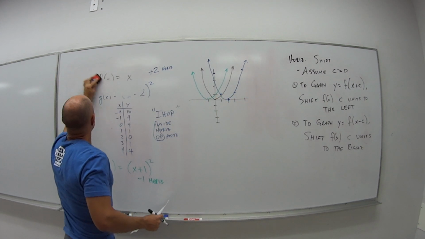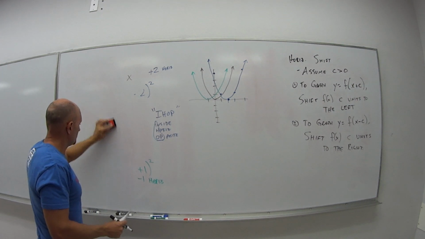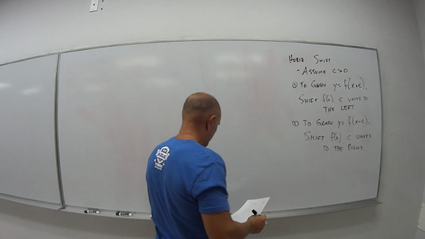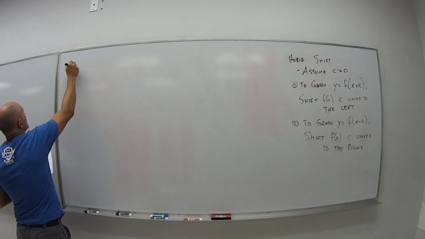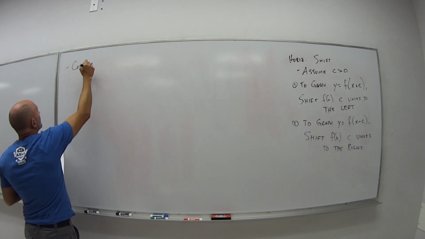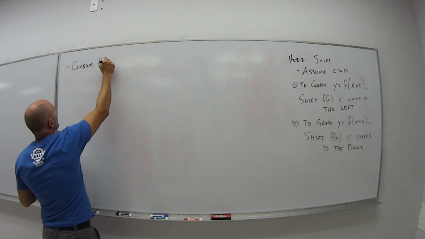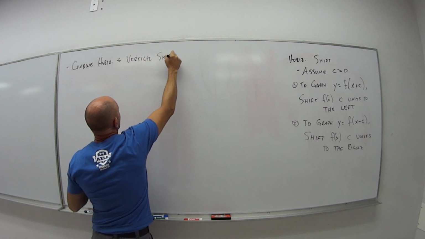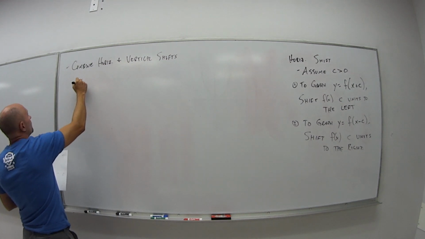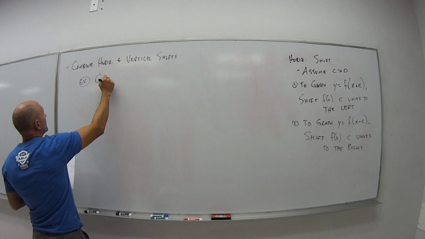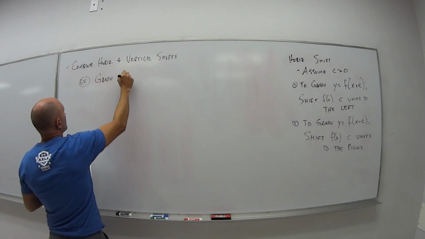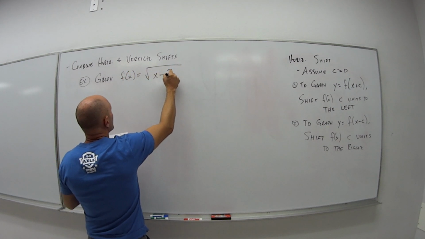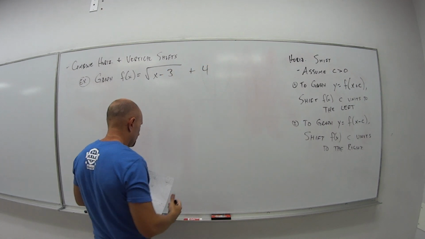So now, let's look at a combination of the two. So we looked at just vertical, we looked at just horizontal. Now, what if we have a combination? So let's say we want to graph f of x is equal to the square root of x minus 3 plus 4.